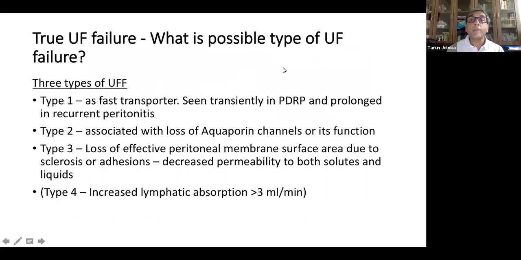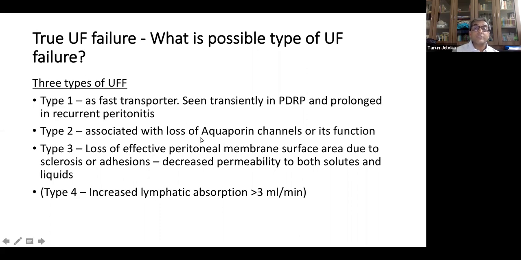Okay. Coming to the third part, we discussed calculation of adequacy. What is adequacy? Ultrafiltration failure. So what are the possible types of ultrafiltration failure? 3, or rather 4. Type 1 behaves as a fast transporter. So it is seen transiently during peritonitis. So what happens during peritonitis? The vascularity increases because of inflammation, and it absorbs the glucose faster than usual. And that is what we see in a fast transporter as well. Right? So this is type 1 failure. So it is transient. It may recover after treatment of peritonitis.